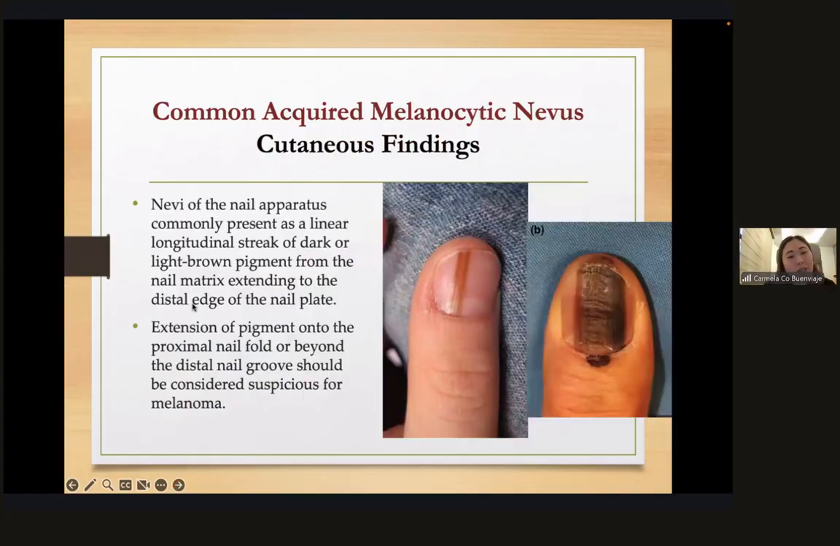So nevi of the nail apparatus commonly present as a linear longitudinal streak of dark or light brown pigment from the nail matrix extending to the distal edge of the nail plate. So extension of pigment into the proximal nail fold or beyond the distal nail groove should be considered suspicious for melanoma already. So more or less, this one on the left looks like a nevus of the nail apparatus, while this one on the right already looks like melanoma since the pigment has extended into the proximal nail fold.